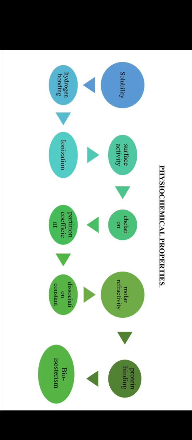Physicochemical properties of the drug. Initially, solubility, hydrogen bonding, ionization, surface activity, chelation, partition coefficient, dissociation constant, molar refraction, protein binding, bioisosterism. Solubility is an important property affecting drug absorption and bioavailability. Factors influencing solubility include hydrogen bonding, dipole-dipole interactions, van der Waals forces, and chemical modification of drug molecules.